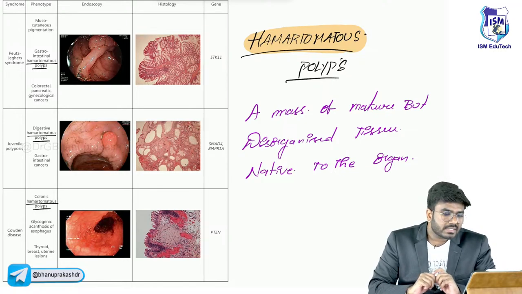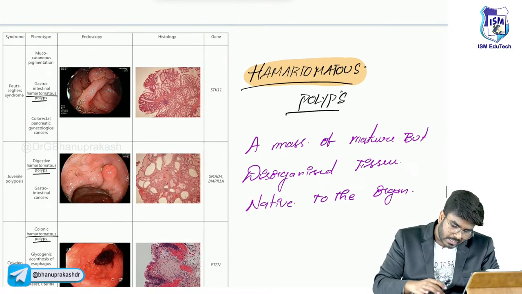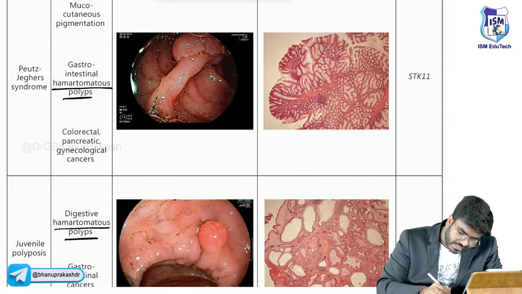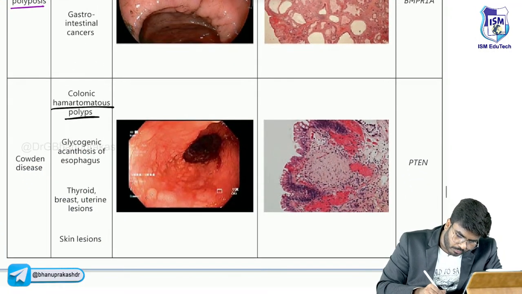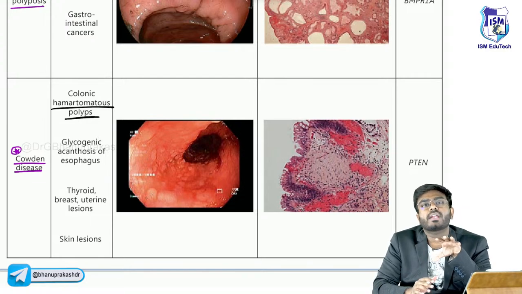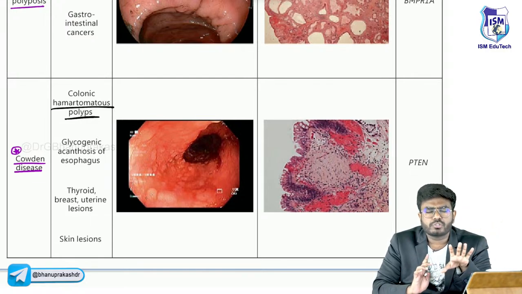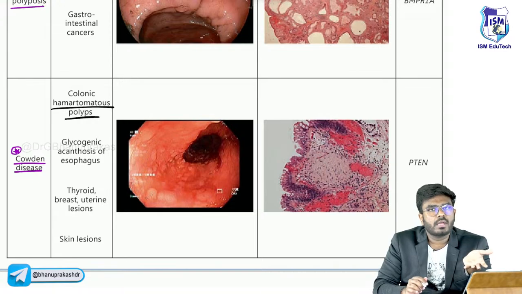Now tell me, in which conditions are hamartomatous intestinal or colonic polyps seen? There are three conditions. One is Peutz-Jeghers syndrome. Next, juvenile polyposis. Next, Cowden syndrome or Cowden disease. So in your exam, the question can be like, all of the following conditions show hamartomatous polyps in the intestines except. So you should know juvenile polyposis, Cowden syndrome, as well as Peutz-Jeghers syndrome. These conditions are going to show the hamartomatous polyps.